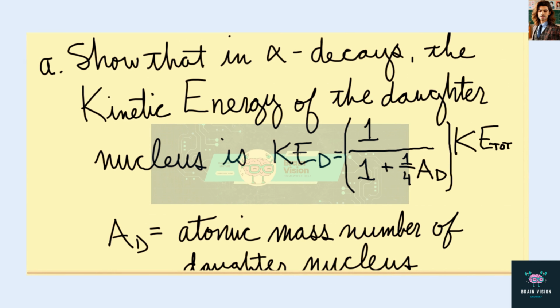In this problem, we're asked to show that in alpha decay processes, the kinetic energy of the daughter nucleus that's created in the alpha decay is equal to the fraction of 1 over the sum of 1 plus 1/4 the atomic number of the daughter nucleus, that entire fraction times the total kinetic energy.